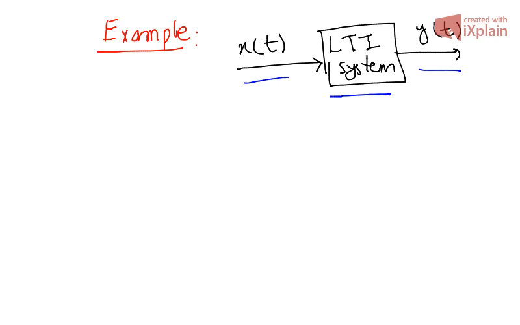And suppose the input-output relation is given by this expression, that y of t is x of t minus 3. So the output is basically a delayed version of the input. So this is a system which delays the input, right? It gives you an output.